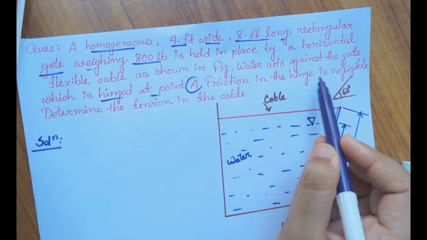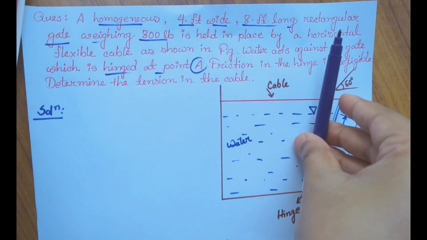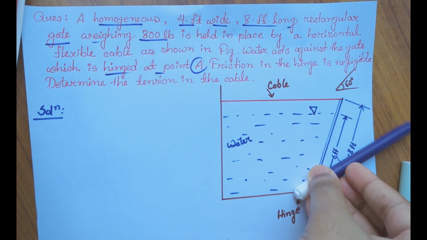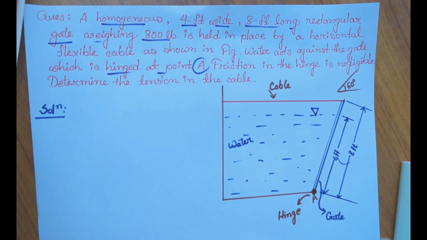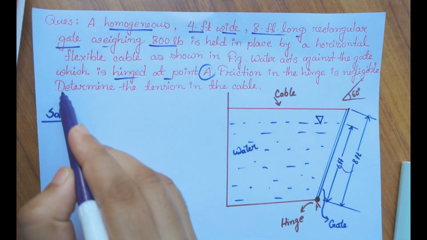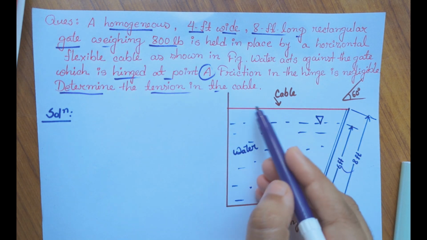Here the friction in the hinge is negligible. In real life there must be friction in moving this hinge point, but here it says the friction is negligible for this method. So we have to determine the tension in the cable.